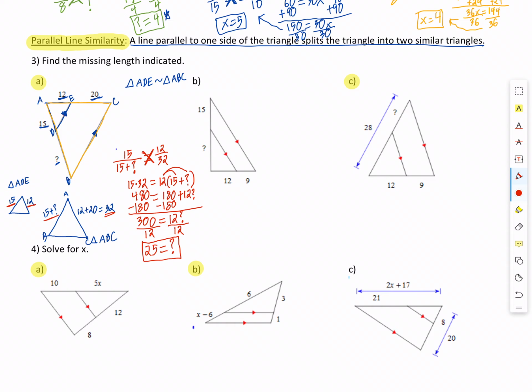Okay, let's look at some other examples. So let's look at C. Let's call this A, B, and C. And let's call this K and R, my initials. So we know that triangle AKR is similar to triangle ABC.